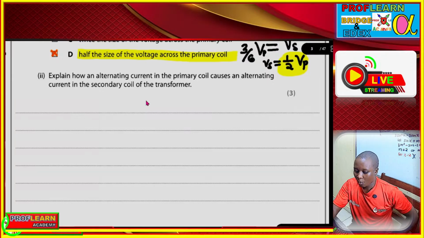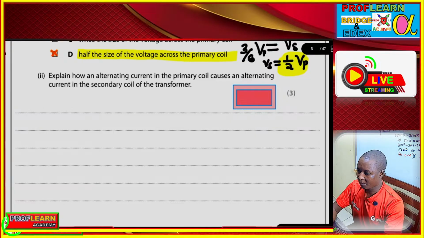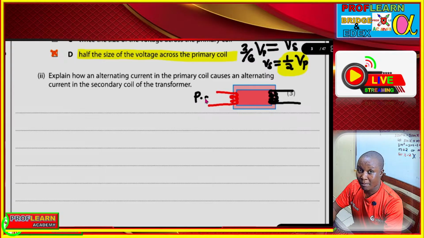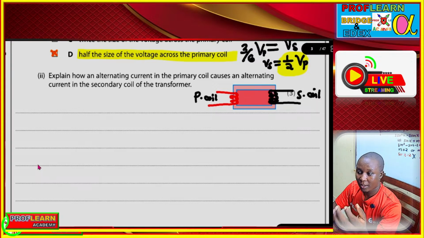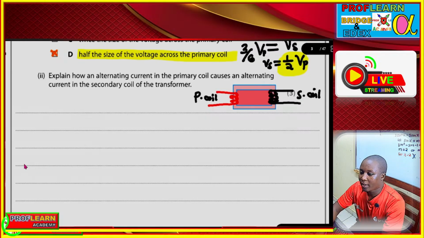So which means that when current flows through the primary coil, let me just draw a simple illustration. Let me just draw a simple diagram of how a transformer works. And what you need to remember is that the main features of a transformer are the primary coil and also the secondary coil, whereby the primary coil is the input and the output is the secondary coil. So that means also we have a soft iron core.